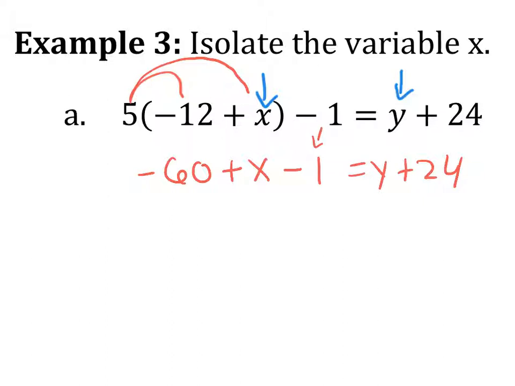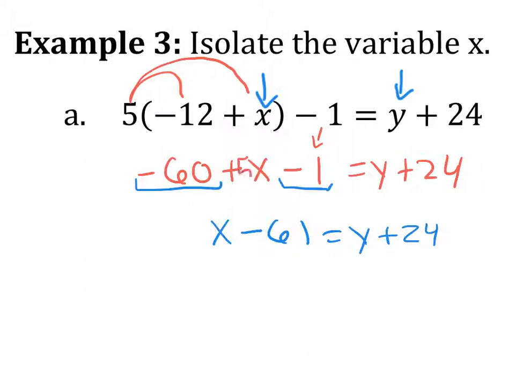Then if we look at each side, the left-hand side, we have the negative 60 and the minus 1. Those are like terms that we can combine. So it'll leave us with x minus 61. And then our y plus 24, there's no like terms there, so you can just leave it. Won't that x be 5x because you're... Oh, sorry, yeah. Thank you.